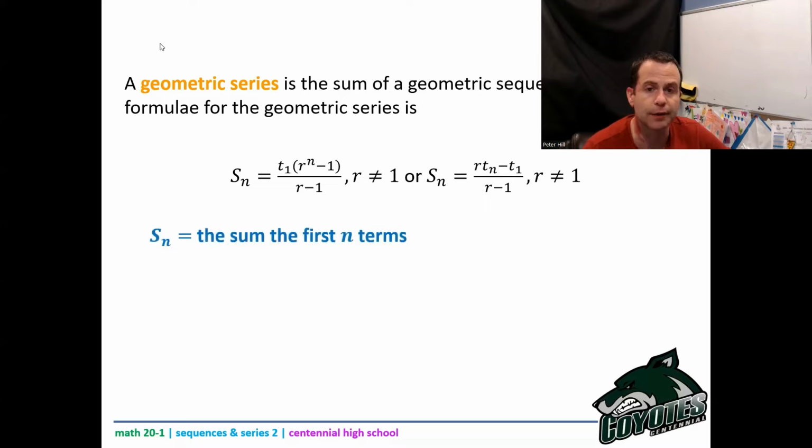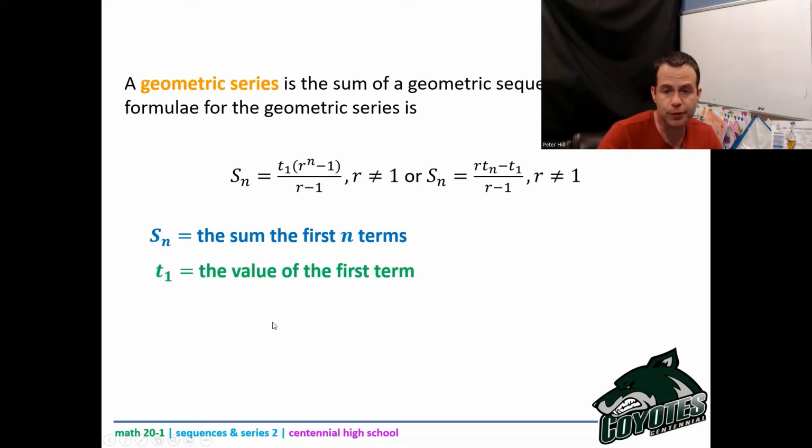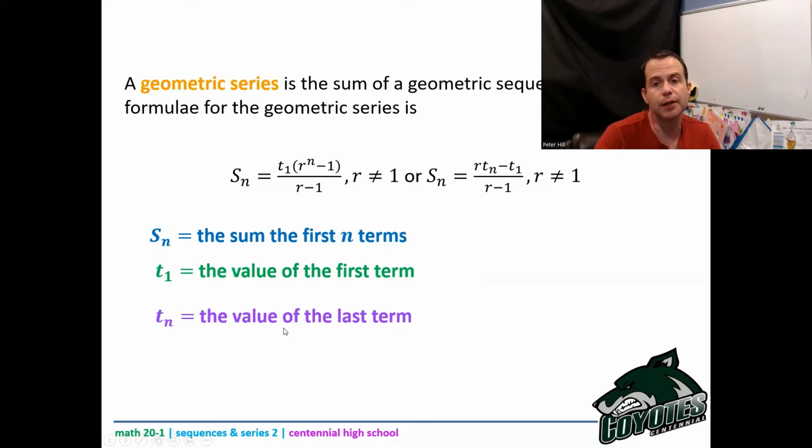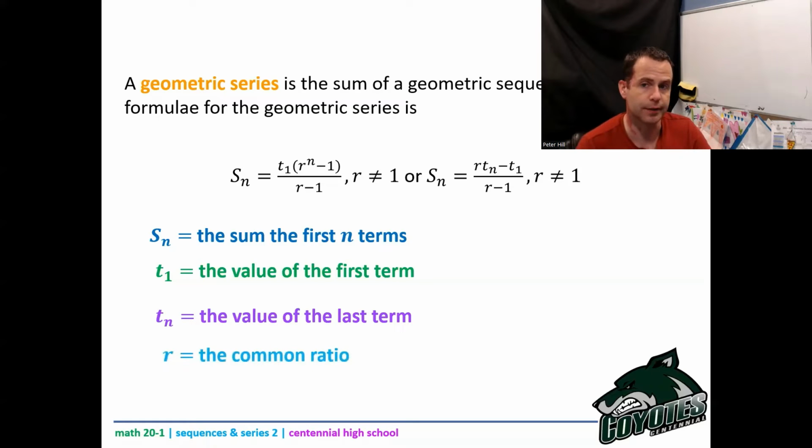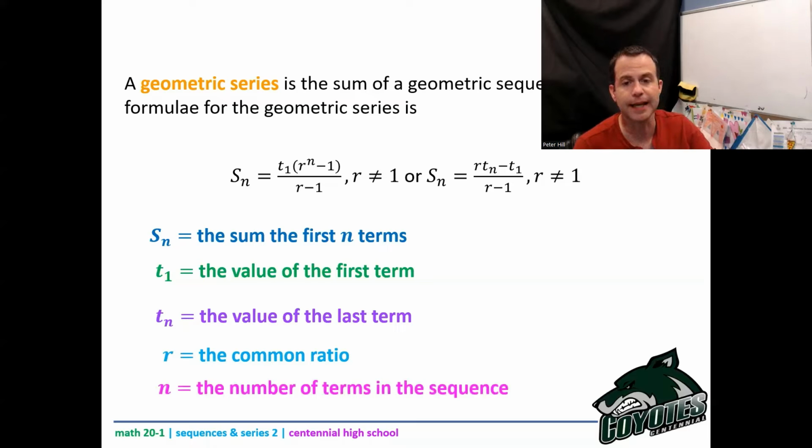Just to reiterate the definitions: Sn is the sum of the first n terms. T1 is the value of the first term. Tn is the value of the last term. R is the common ratio for a geometric series. And finally, n is the number of terms in the sequence.